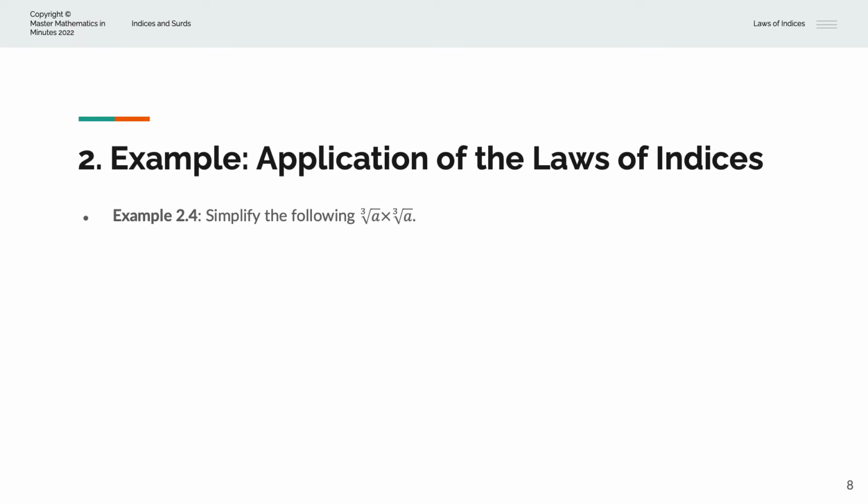So the fourth example is where we're asked to simplify the third root of a times the third root of a. And we'll apply the fourth law. So the third root of a, according to the fourth law, can be rewritten as a to the power of 1 over 3. And we'll multiply the same term. And that simplifies to a to the power of 1 over 3 plus 1 over 3, according to the first law. And that simplifies to a to the power of 2 over 3.